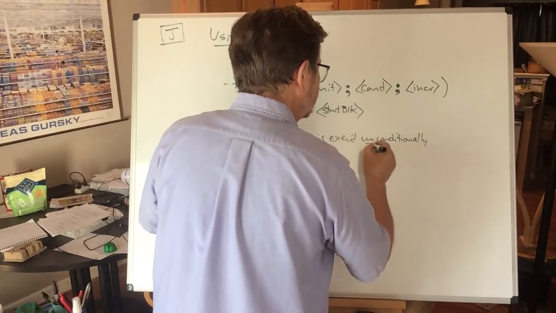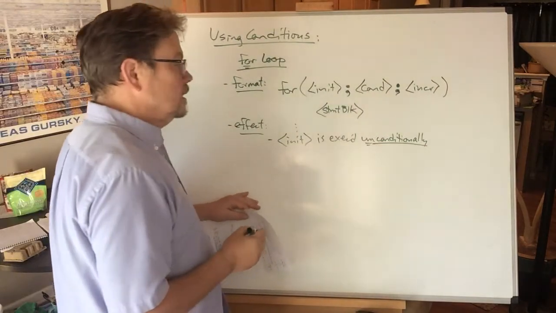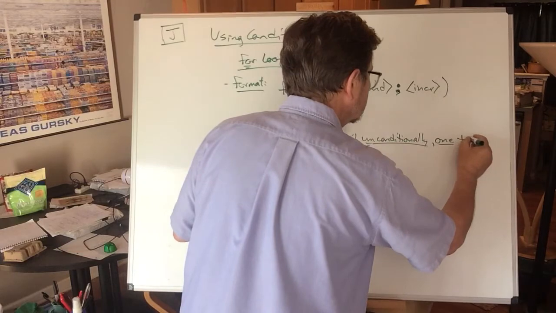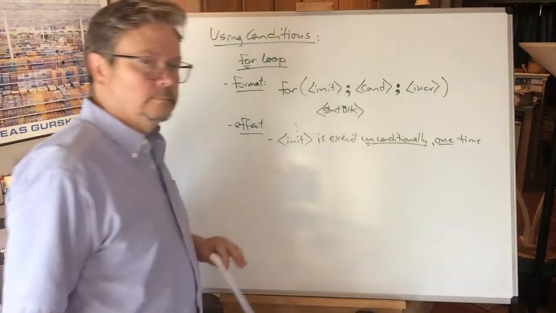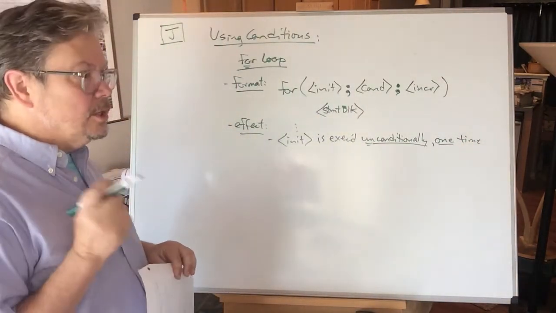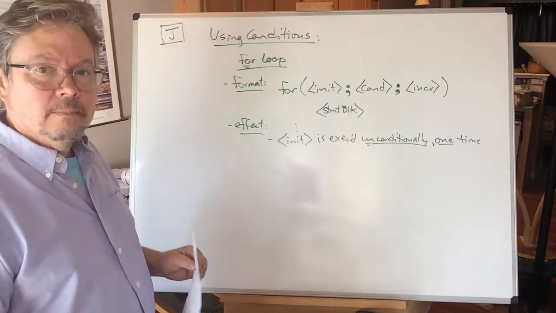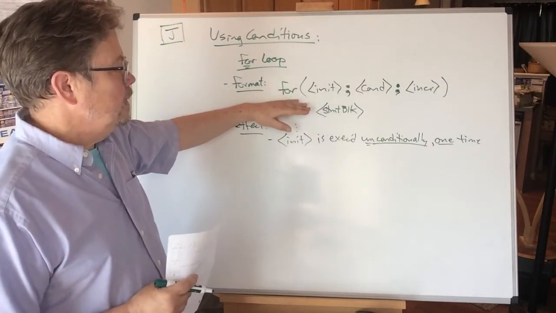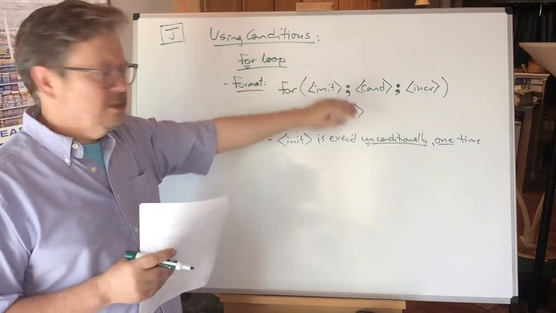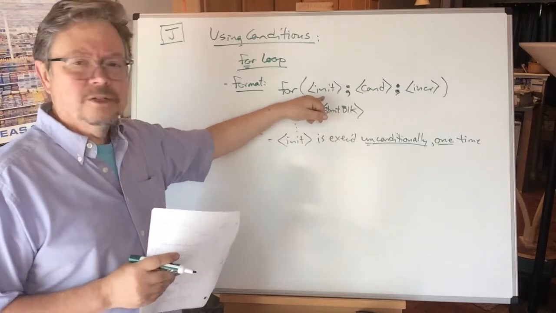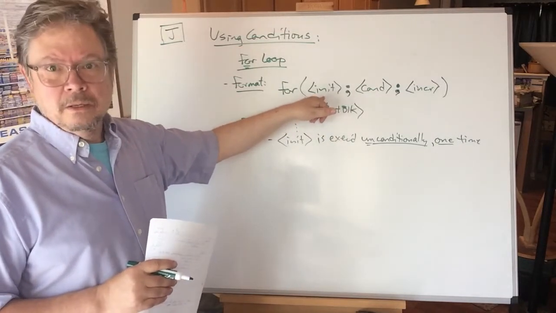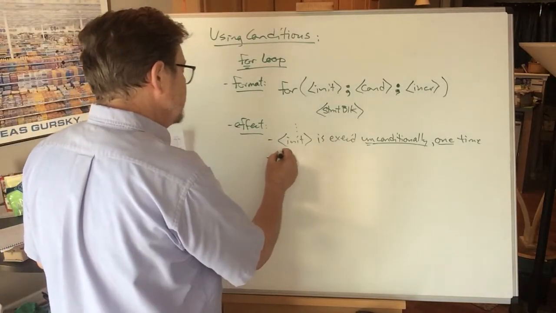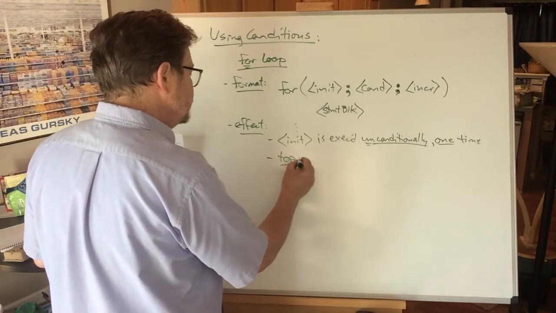Unconditionally, C-O-N-D-I-T-I-O-N-A-L-L-Y. Emphasis on the un. Unconditionally, comma, one time. Init is executed unconditionally one time. Isn't that weird? We get here, and clearly we're trying to start a loop, but it doesn't even look at the condition yet to see whether or not we're going to loop. It goes ahead and does the init statement anyway, unconditionally, without checking anything.